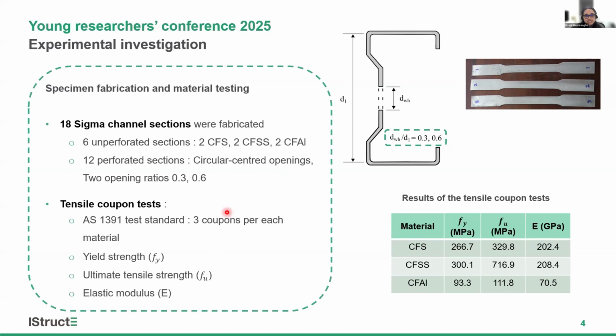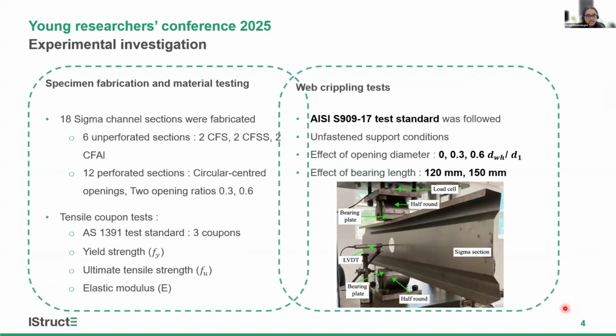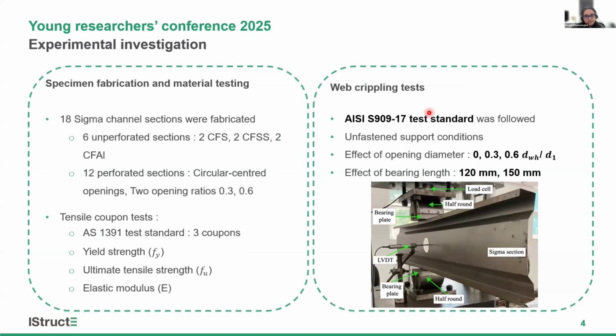So initiating the experimental study, we did some tensile coupon tests to identify the material properties of these cold form sigma sections. And here you can see the results of the tensile coupon test analysis. And then we conducted web crippling tests. So you can here see the test setup which we used. And here we considered the unfastened support conditions and we evaluated the effect of the opening diameter and the bearing length.